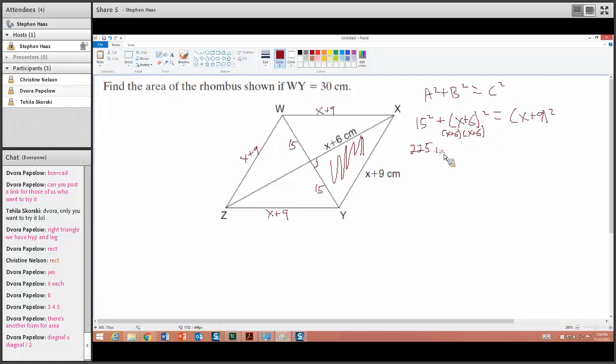Which is x squared plus 6x plus 6x, which is 12x, plus 6 times 6, which is 36. And then you could do the same thing to the other side. The other side is also x plus 9 times x plus 9. And this becomes x squared plus 18x, because it's x plus 9x plus 9x is 18x, plus 81.